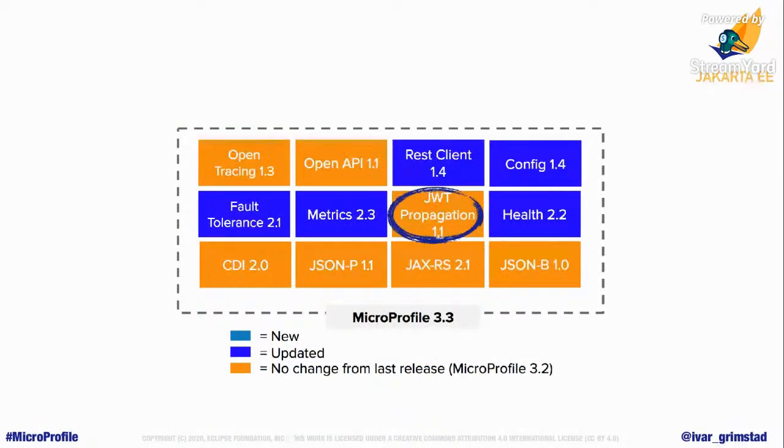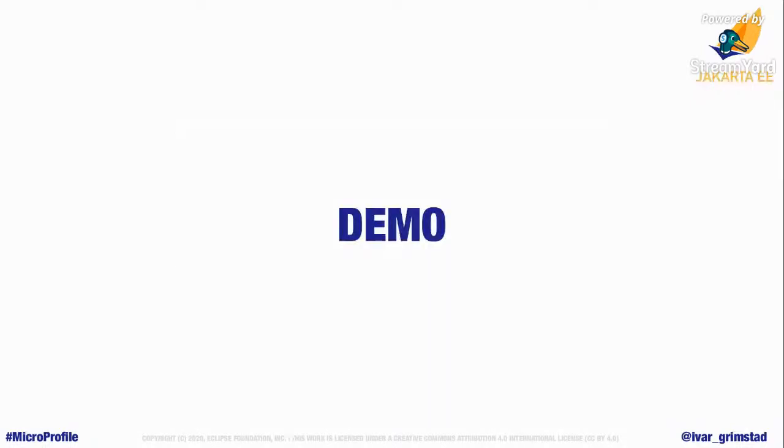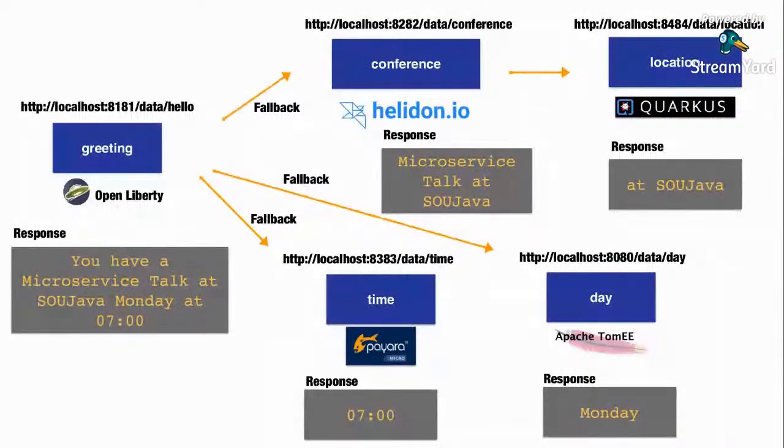And let's look at the JSON Web Token propagation specification to see how we can use this. And in this demo, I'll use the same application as I used in the previous example, only I'll secure one of the services. And the service that is most vulnerable for me is the location service, because I don't necessarily want everybody to know where I am. So let's add some security to the location service and say that you have to have a specific role to call this, otherwise I won't allow you.